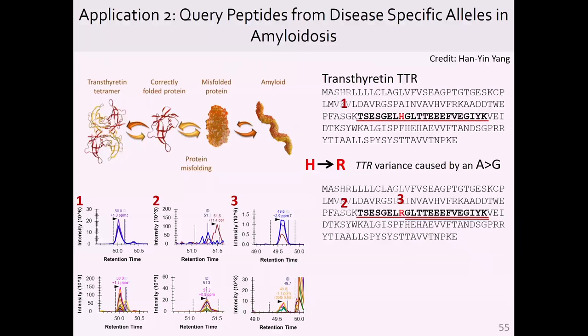So our conclusion is that not only can we say that this patient had amyloidosis of the transthyretin type, so the sample was typed as transthyretin amyloidosis, but we were also able to show that they were heterozygous for this single nucleotide polymorphism, which was an increased risk factor for amyloidosis. So we gained both the phenotype and the genotype in the same mass spec run.